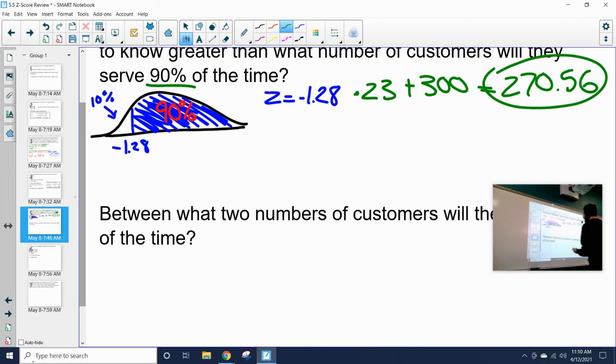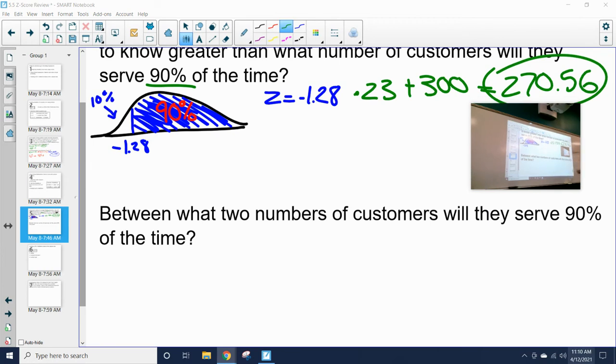Let's look at another example. Between what 2 numbers will the restaurant serve customers 90% of the time? So between 90% of the days, what are they serving?